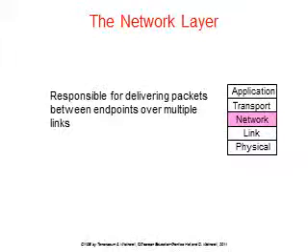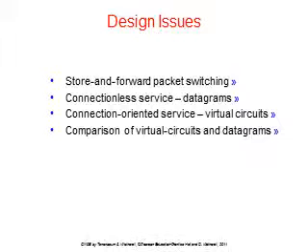So the network layer, as we discussed, is responsible for delivering packets between endpoints over multiple links. There are, of course, some design issues. You include the service provided to the transport layer in the internal design of the network. So you have store-and-forward packet switching, which, if you look at page 356 of your book, figure 5-1, gives you an idea and explains the details of the network layer.